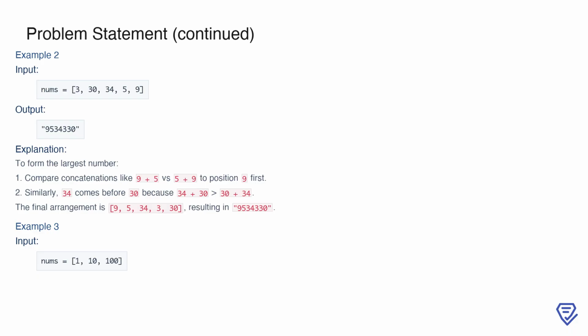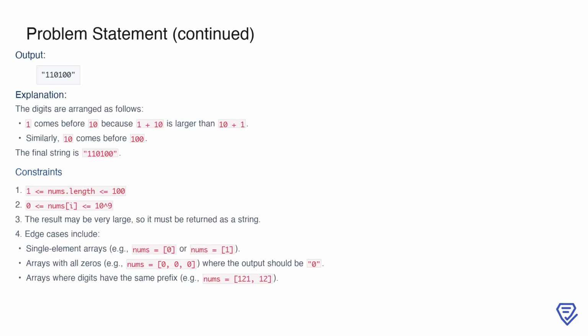largest concatenated number 9534330. In another case, with nums equals 1, 10, 100, we see that 1 should come before 10 because the concatenation 1 plus 10 is larger than 10 plus 1. Similarly, 10 comes before 100 since 10 plus 100 is greater than 100 plus 10. Following these comparisons step by step, the numbers are arranged as 1, 10, 100, resulting in the string 110100.